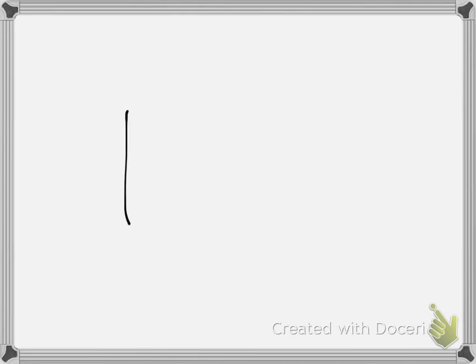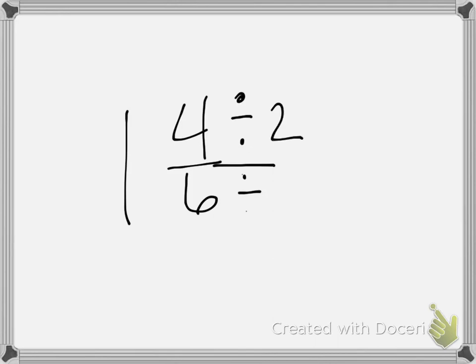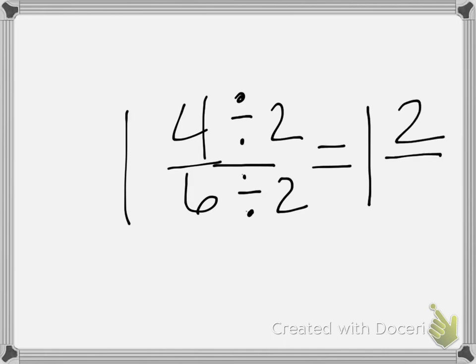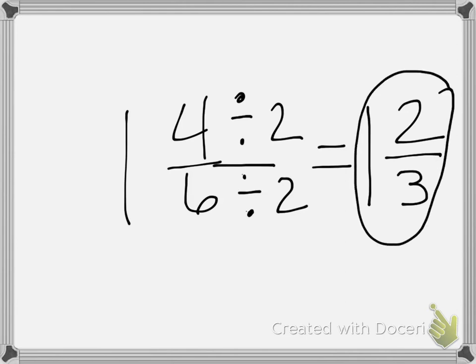So we're going to take the 1 and 4/6. The 4/6, we're going to divide the numerator and the denominator by 2. We're going to go ahead and rewrite the 1 whole number. And then we're going to do the division. 4 divided by 2 is 2. 6 divided by 2 is 3. And our final answer is 1 2/3.